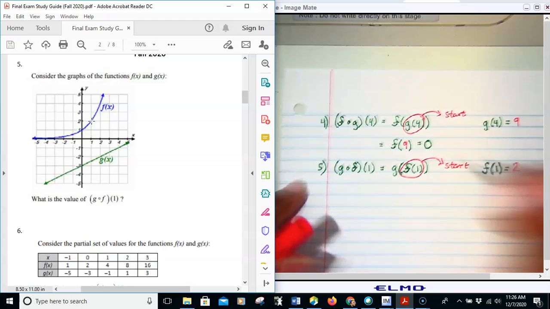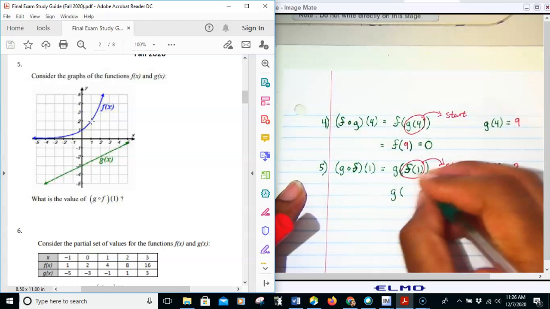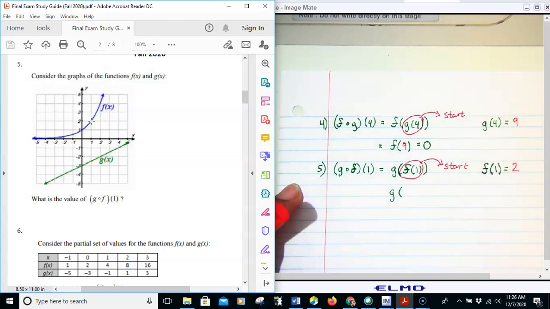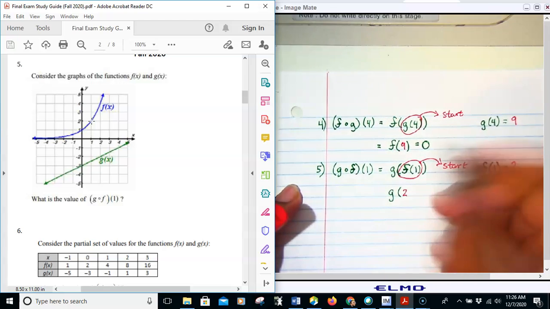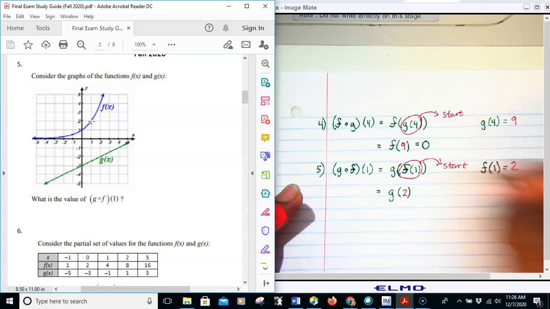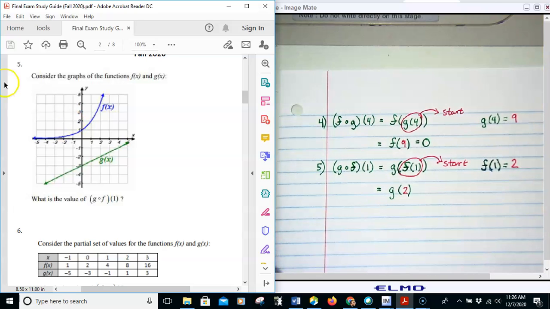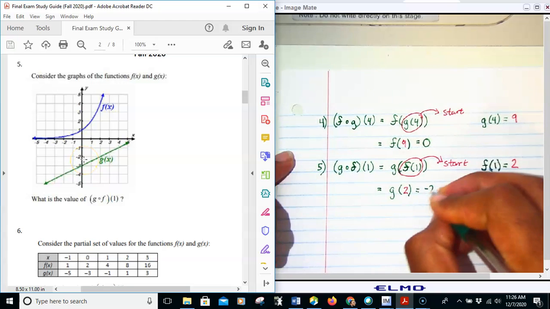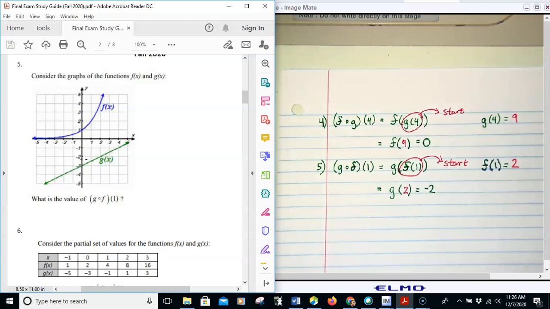All right. So now that we have our f of 1 value, we substitute 2 in for that spot. And so we look at the g function. When x equals 2, you go down to the g function and see what the y value is. It gives you -2 right there. So when x equals 2, y is -2. Okay, so we get an answer of -2.